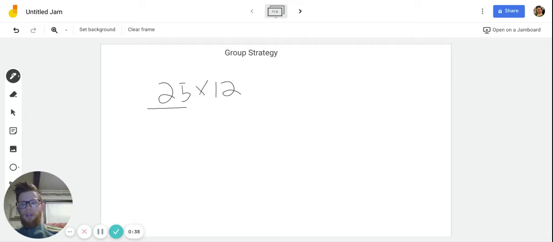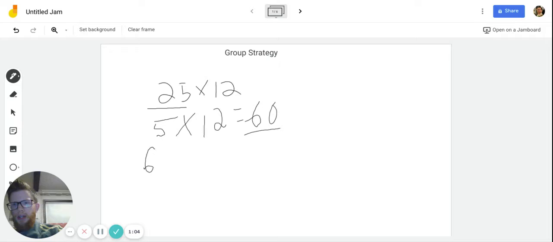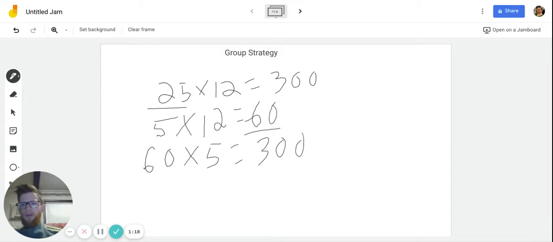Okay, and I'm going to break this apart. I know that there are 5 groups of 5 in 25 because 5 times 5 is 25. So what I can do, I can take 5 and I multiply it by 12 and I get 60. Okay? But, right, we said that there's 5 groups of 5 in 25. So now I need to take my answer of 60, right, and multiply it by those 5 groups, and I get 300. So 25 times 12 would give me 300.